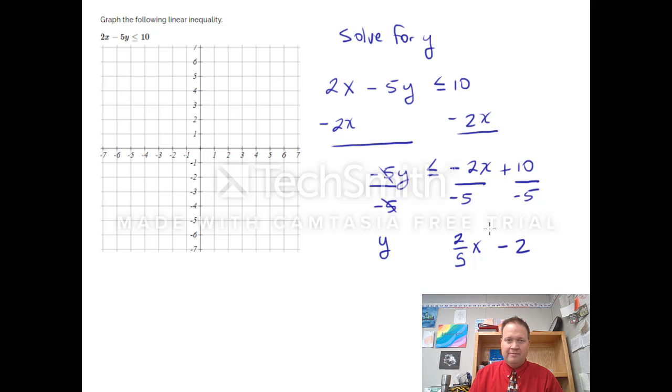That's minus 2. And you have to remember your inequality rule. We just divided by a negative. So this less than or equal to has to turn around and become greater than or equal to. And now I can graph it.